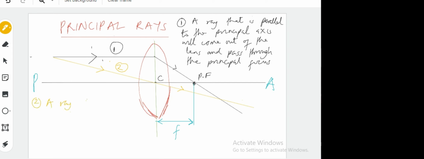A ray that passes through the geometrical center is not bent or does not bend. Maybe you put it like that. A ray that passes through the geometrical center does not bend.